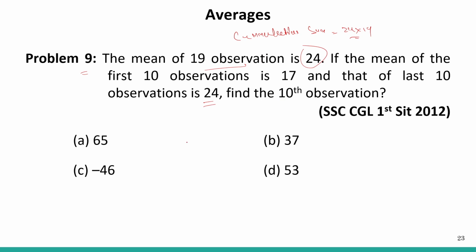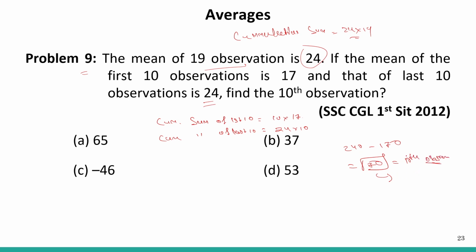So cumulative sum of first 10 is equal to 10 into 17 and cumulative sum of last 10 is equal to 24 into 10, right? So let's take the difference between these two. So 240 minus 170. So this is equal to what? 70. So 70 is the difference. So this is equal to what? The 10th observation.